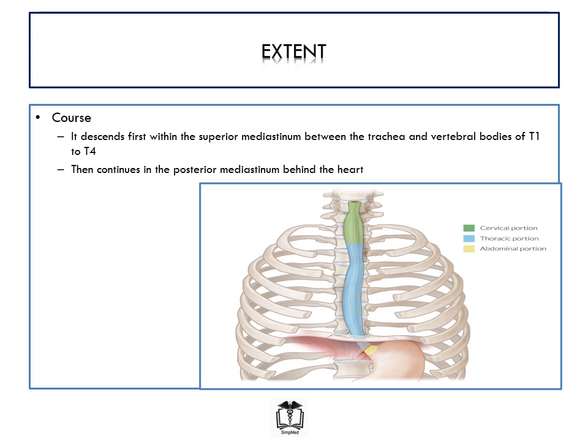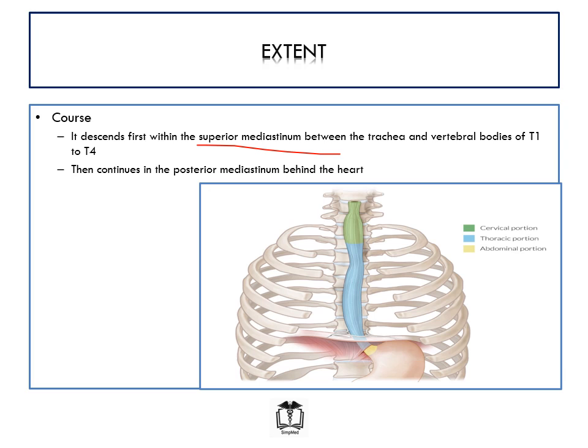So in terms of the course of the esophagus, once it originates from the lower border of the cricoid cartilage, it descends through the neck and then into the thorax. Our major focus is on its course within the thorax. When it's within the thorax, it first of all tends to be located in the superior mediastinum of the thorax. The superior mediastinum is found between the trachea anteriorly and the vertebral bodies of the first to fourth thoracic vertebrae posteriorly.